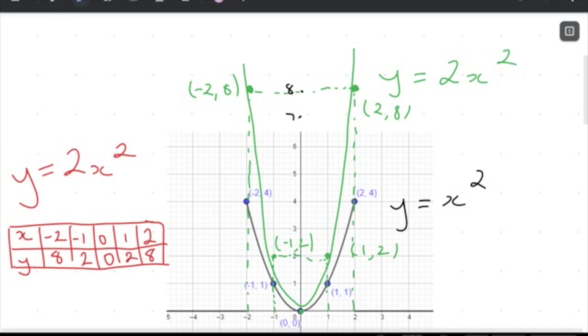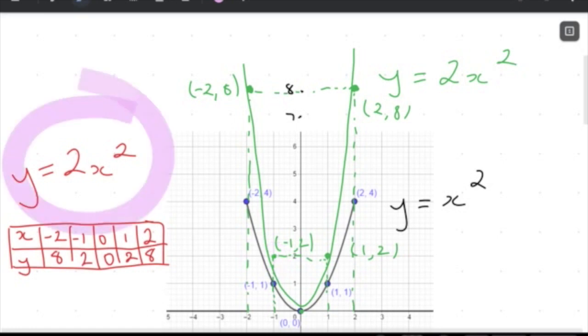Now my point down here, -2 and 4, the effect of this dilation, we can see that the -2 coordinate is still the same, but what happens to the y coordinate? It has doubled, going from 4 to 8. So it is increased by a factor of 2. The same thing happens here. We have -1, 1, and -1, 2 up here.